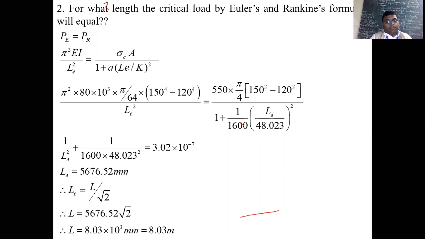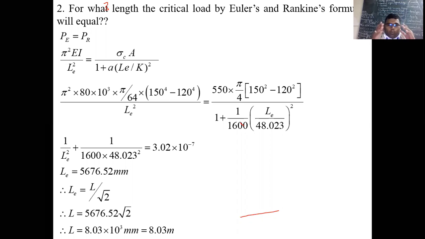So L is equal to how much? LE into root 2. Just multiply by that value, you will get 8.03 into 10 to the power 3 mm, and you just convert mm into meter, so it will become 8.03 meter. So that will be the critical length of the column where the Euler and Rankine formula are equal.